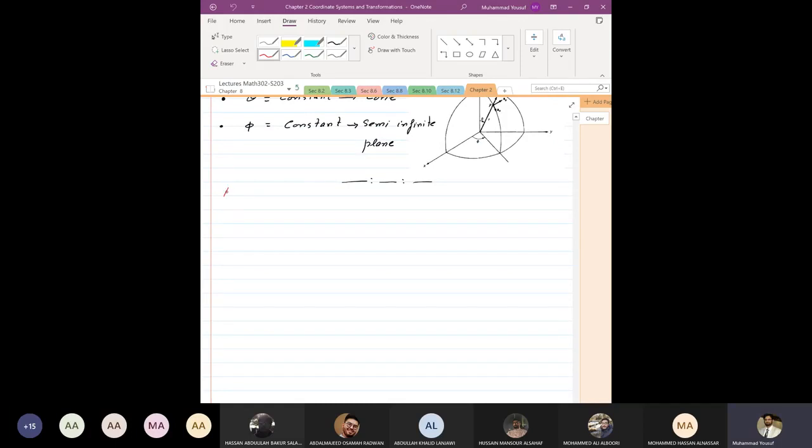Okay, next thing is distance between two points. Those 2 points can be in Cartesian. Points in this space are same, but they are represented by Cartesian coordinates or cylindrical coordinates or spherical coordinates.